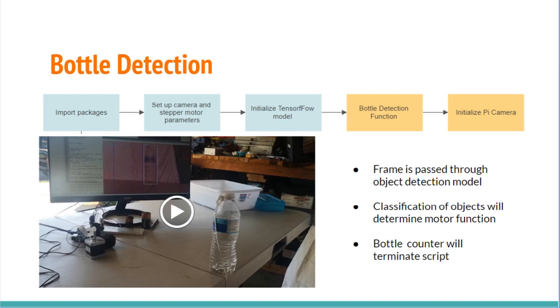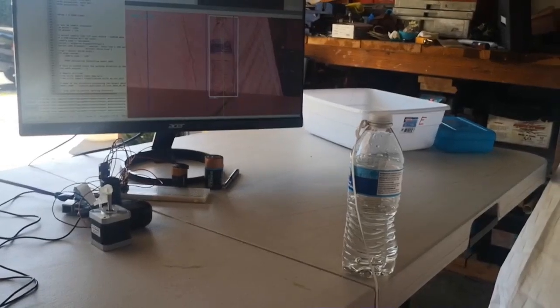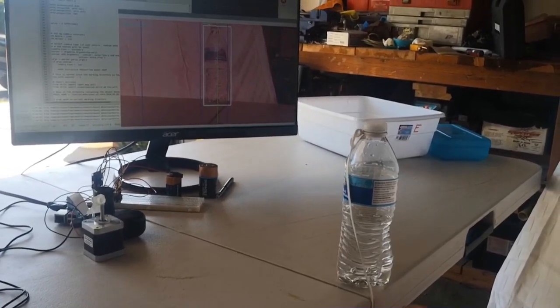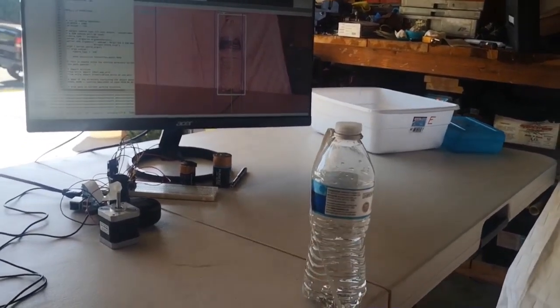In simplest form, the frame of the camera is passed through the object detection model. If a bottle is detected, it'll execute the stepper motor control. Once 20 bottles have been collected, the program will stop and shut off the vehicle. In the video, we can see the motor moving similarly to when we use the contour plots, but instead we're using the object detection model.